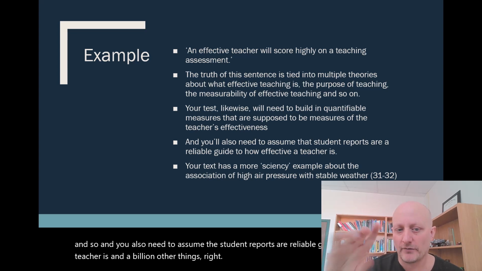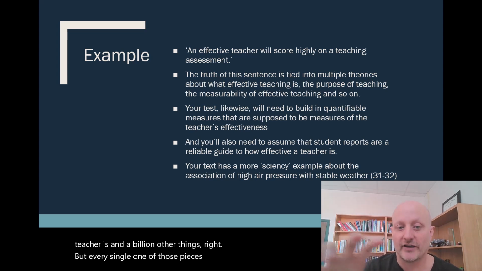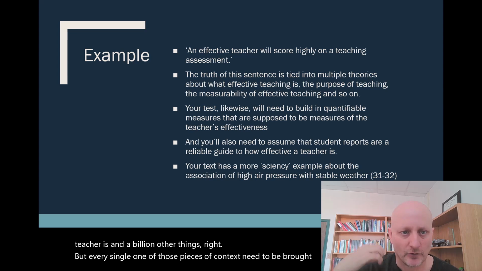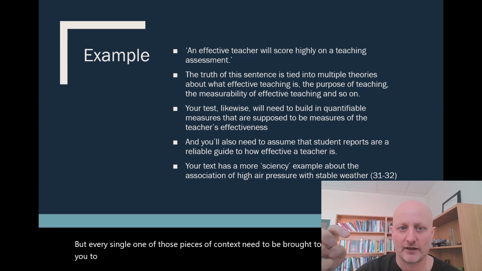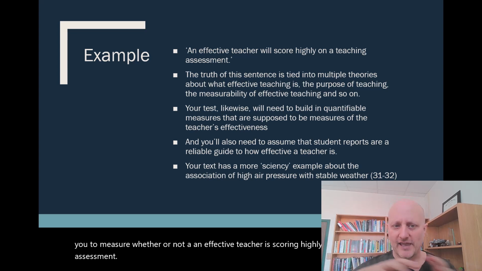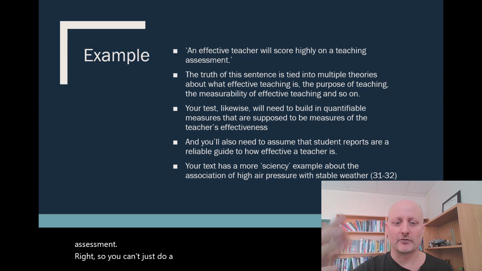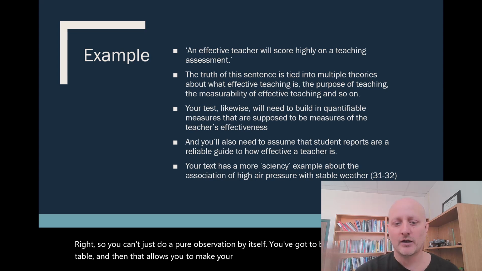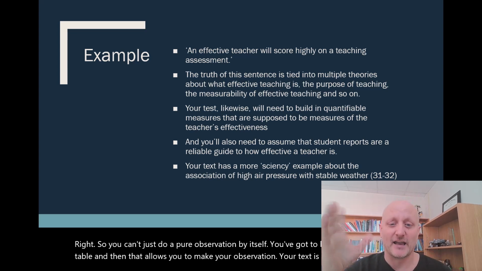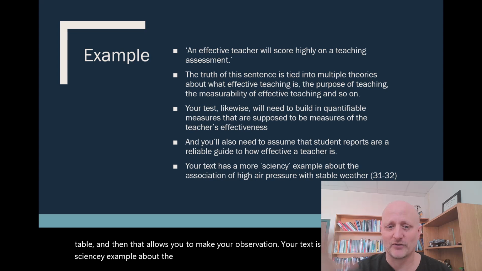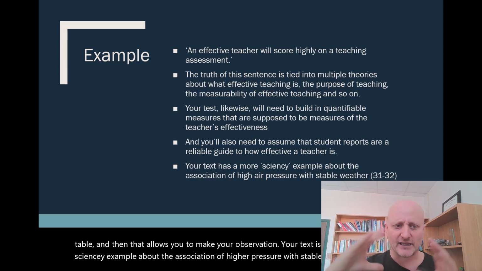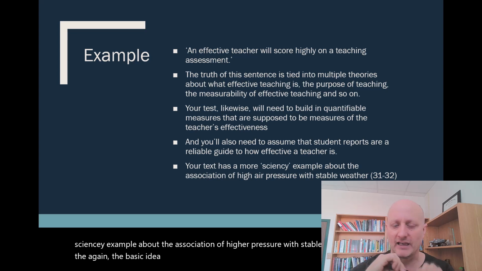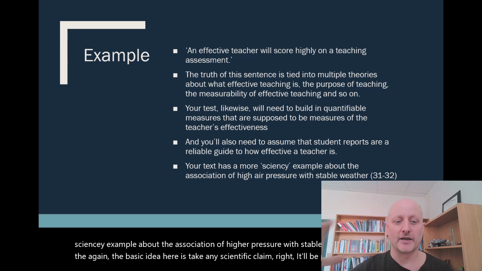But every single one of those pieces of context needs to be brought to the table in order for you to measure whether or not an effective teacher is scoring highly on a teaching assessment, right? So you can't just do a pure observation by itself. You've got to bring the theory to the table, and then that allows you to make your observation. Your text has a much more sciencey example about the association of high air pressure with stable weather patterns. But the basic idea here is take any scientific claim, right? It'll be part of a broader theoretical framework.